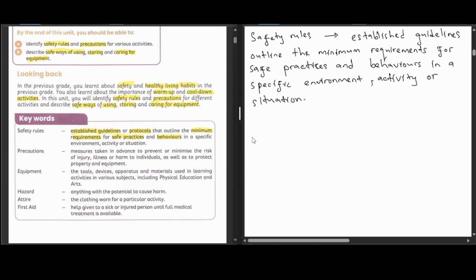Let us look at precautions. So what are precautions? Looking at precautions, these are measures taken in advance. So this is the most important part. Measures taken in advance to prevent or minimize the risk of injury, illness, or harm to individuals, as well as to protect property and equipment.